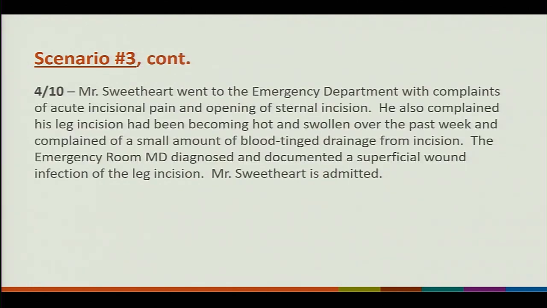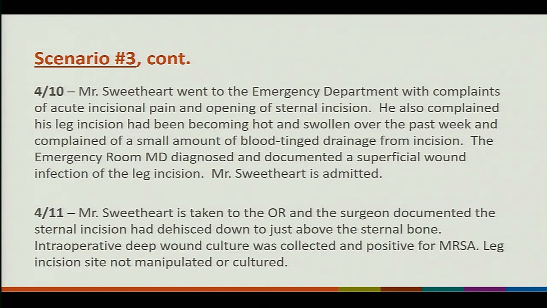On 4/10, Mr. Sweetheart went to the emergency department with complaints of acute incisional pain and opening of his sternal incision. He also complained his leg incision had been becoming hot and swollen over the past week and complained of a small amount of blood-tinged drainage from his incision. The emergency room MD diagnosed and documented a superficial wound infection of the leg incision. Mr. Sweetheart is admitted.